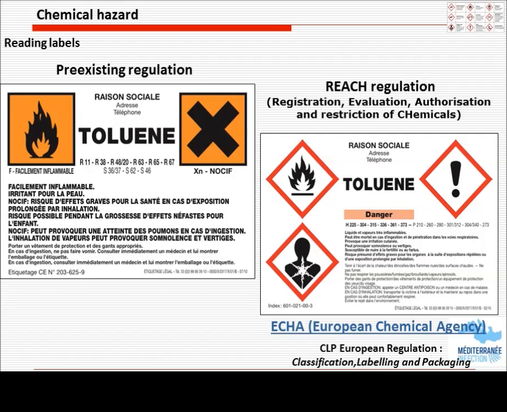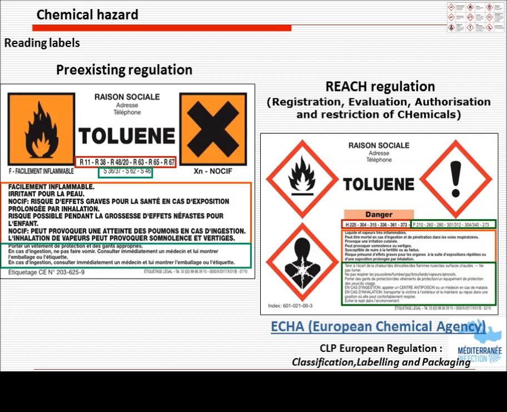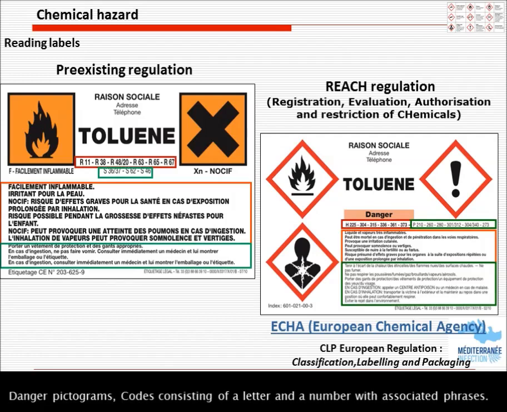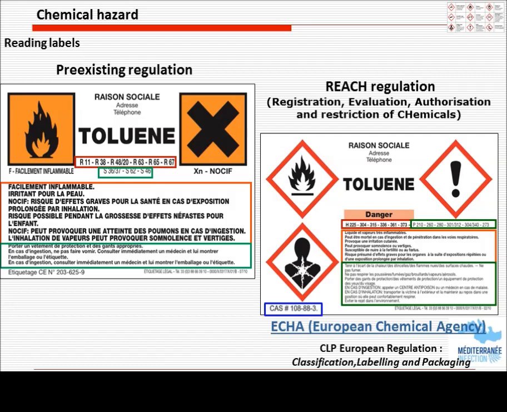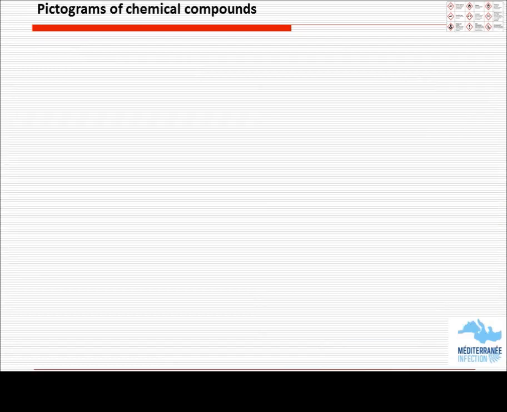For these two regulations, we find on the label different information. Danger pictograms, codes consisting of a letter and a number with associated phrases. For the CLP regulation, you can also find the CAS number. Now, we will review all this in detail. Let's start with the danger pictograms.